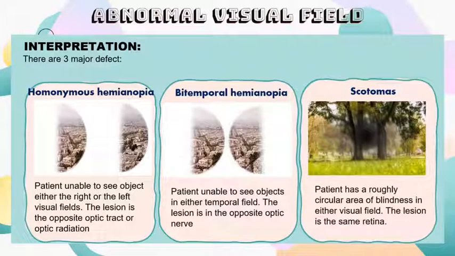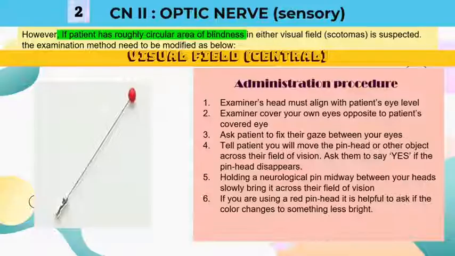But if the test indicates the patient has an abnormal visual field, there are three possible major defects: the first one, homonymous hemianopia, second, bitemporal hemianopia, and the third one is scotomas. However, if the patient has a roughly circular area of blindness in either visual field, which is scotomas, suspected in previous tests, the examination method needs to be modified as below, which is visual field central. The tool needed is a neurological pin, and here is the administration procedure.